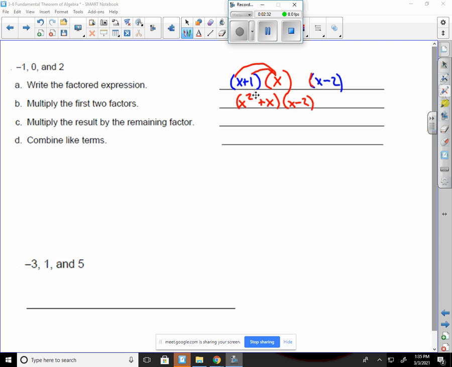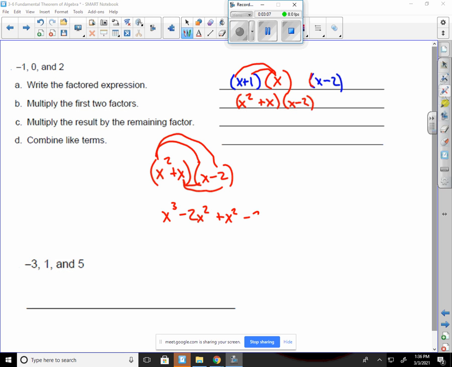Then we multiply the remaining factors. So now I'm going to do the x squared plus x times x minus 2. There's not a lot of room here, so I'm just going to do it down here. Distribute this x to both terms. It gives me x to the third minus 2x squared. And then I distribute this x to both terms. So that's plus x squared and minus 2x.